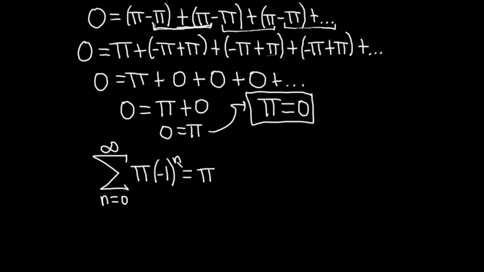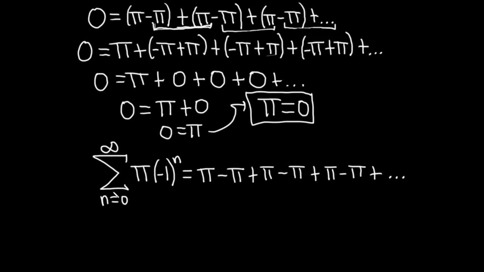Because you plug in a 0 and you get negative 1 to the 0, which is 1. When you plug in 1, you get negative 1 to the 1, which is negative 1. So it's negative pi. Then plug in 2 and it's pi. So it's the same thing we have in the problem, basically. And so it just does this forever. Right, just goes on forever.